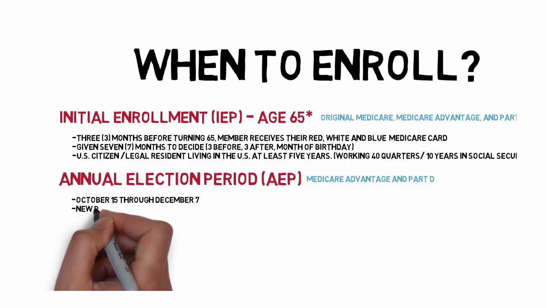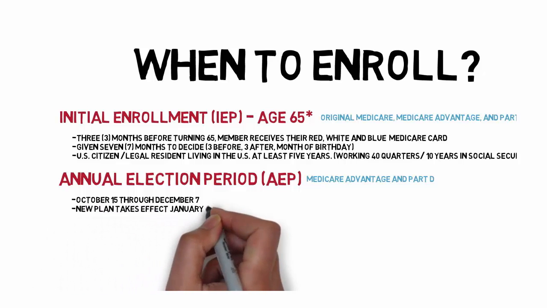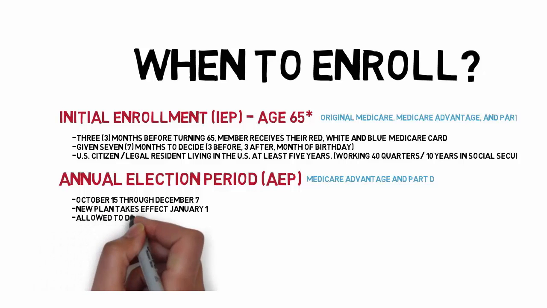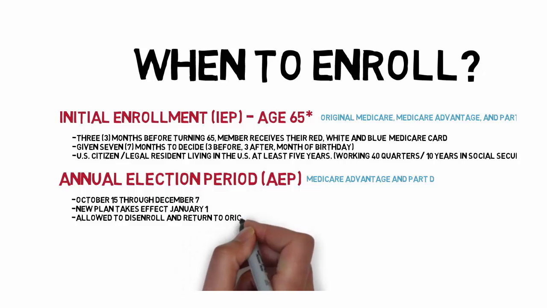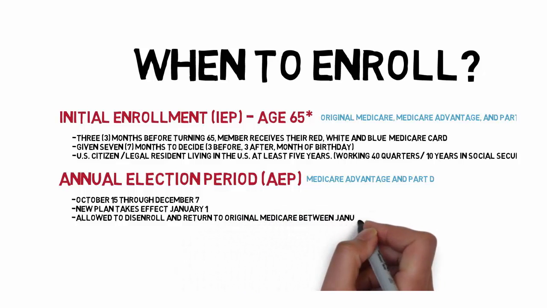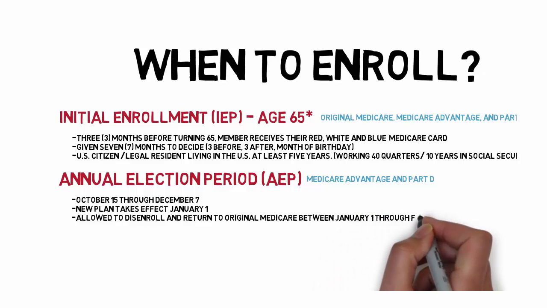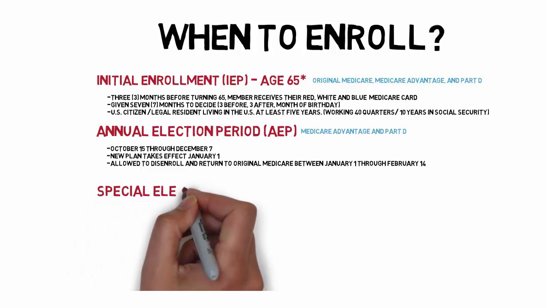This period goes from October 15th through December 7th of every year. During this time you can add a plan or you can change plans. They don't start until January 1st of the next year. Then if you needed to, you can disenroll from a Medicare Advantage plan and go back to Original Medicare from January 1st through February 14th of every year.